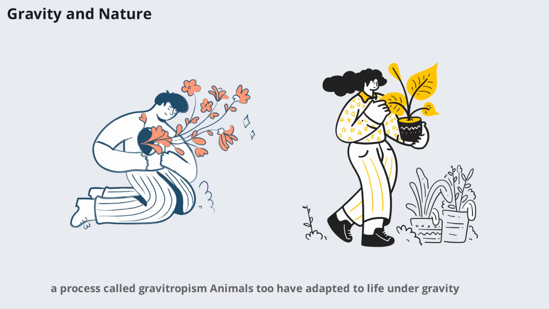Animals, too, have adapted to life under gravity, developing strong bones and muscles. By studying gravity's effects on nature, scientists learn how ecosystems function and how life adapts to different environments. Gravity is a silent force that influences every aspect of the natural world.